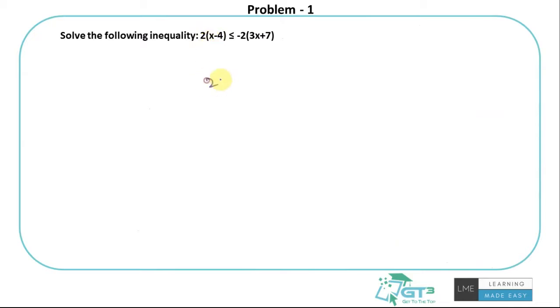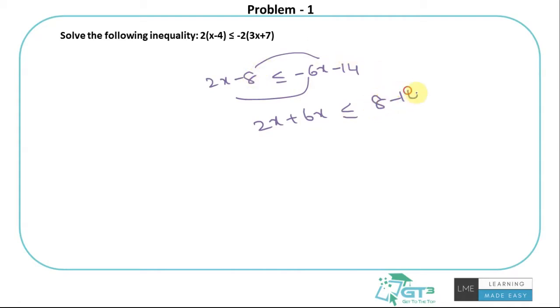So 2x minus 8 is less than or equal to minus 2 into 3x, that is minus 6x minus 14. Right, send this side, get it this side. 2x minus of minus 6x becomes plus 6x. So 2x plus 6x is less than or equal to minus 8 becomes minus 8 minus 14. So 8x is less than or equal to minus 6. So x should be less than or equal to minus 6 by 8, that is minus 3 by 4. So x is less than or equal to minus 3 by 4.